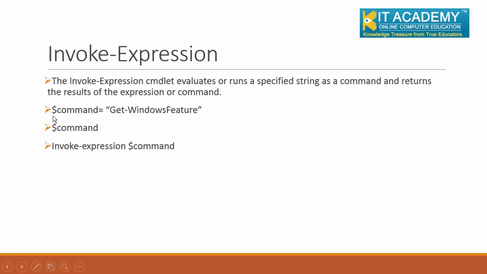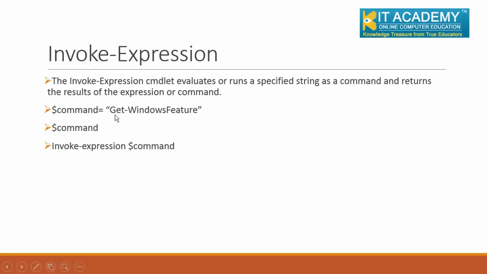So after I type this line of code, if I simply try to say $command, the point here is, do we get the list of features or what does it show? By default, PowerShell doesn't understand what we are trying to do when we type just $command. When we press enter, it actually shows the value of the $command. So we might get the output as Get-WindowsFeature.